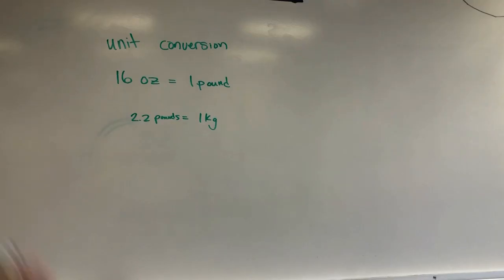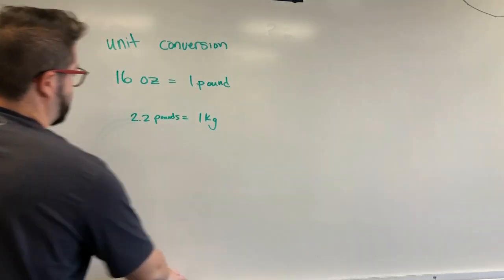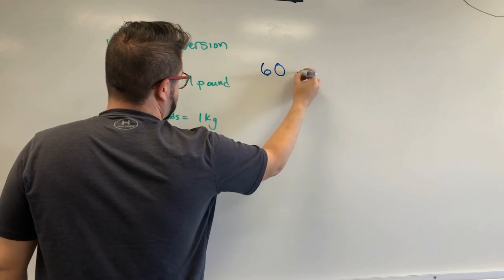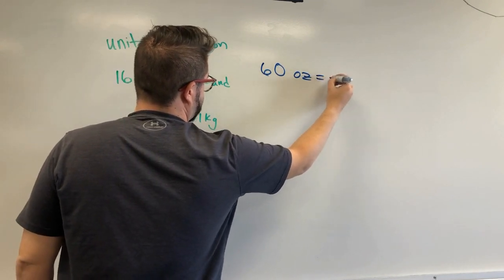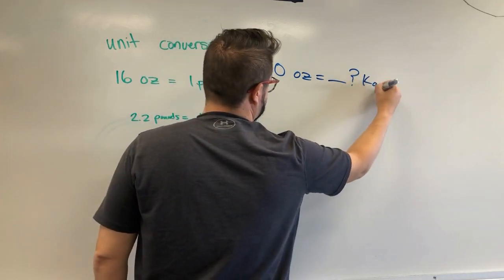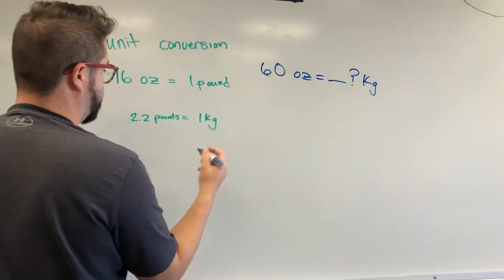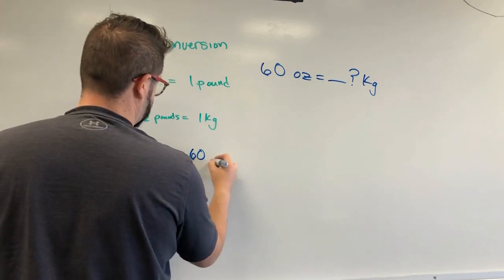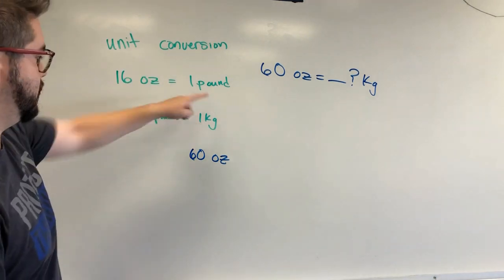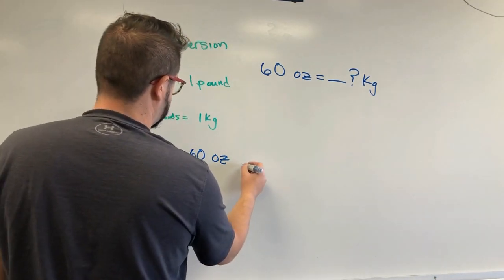So now let's try unit conversion, converting between two dissimilar units. So let's try converting between ounces and kilograms. Ounces is the American unit, kilograms is the metric system unit. So let's say I have 60 ounces, and I'm trying to figure out how many kilograms I have. All right, so what I know in this problem is that 16 ounces equals 1 pound, and that 2.2 pounds equals 1 kilogram. And so I'm going to use this one first. 16 ounces equals 1 pound.